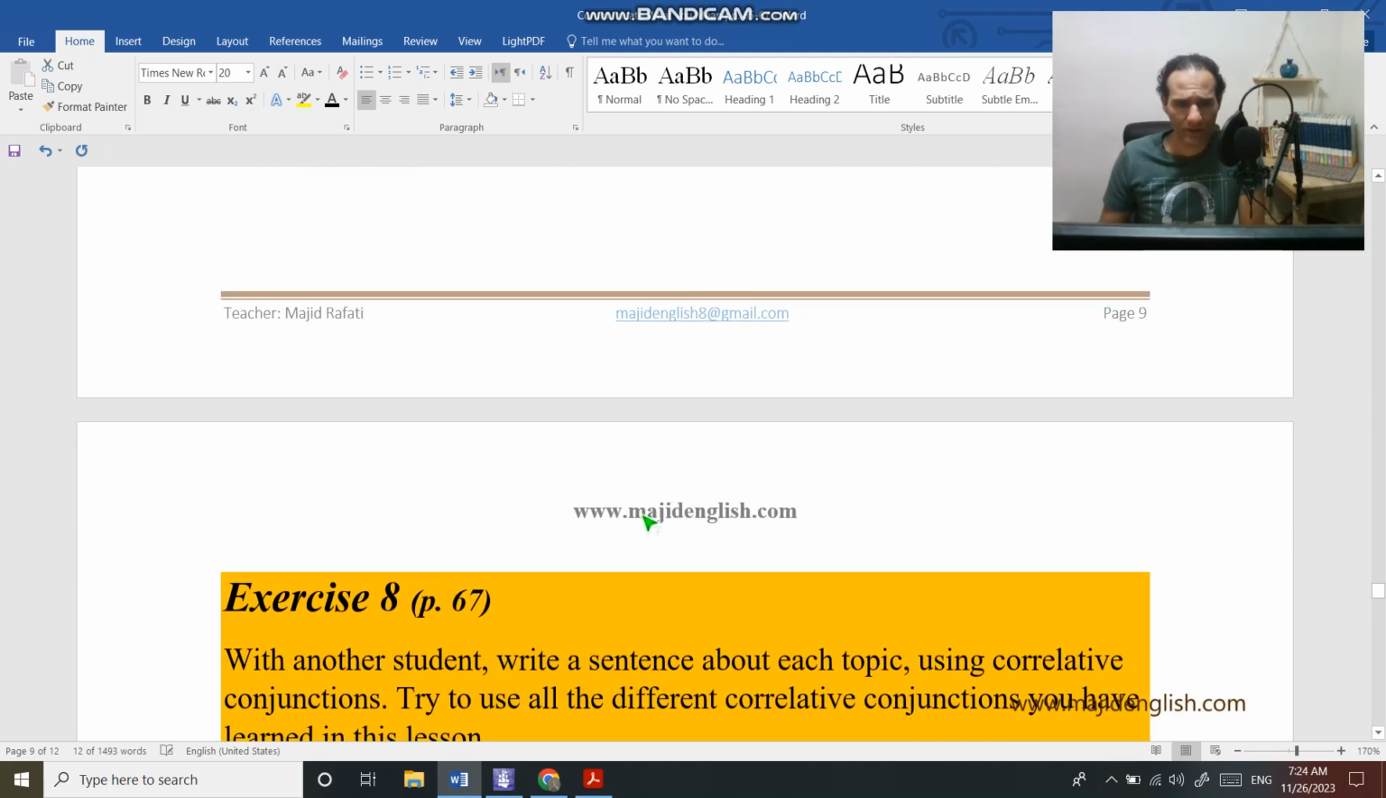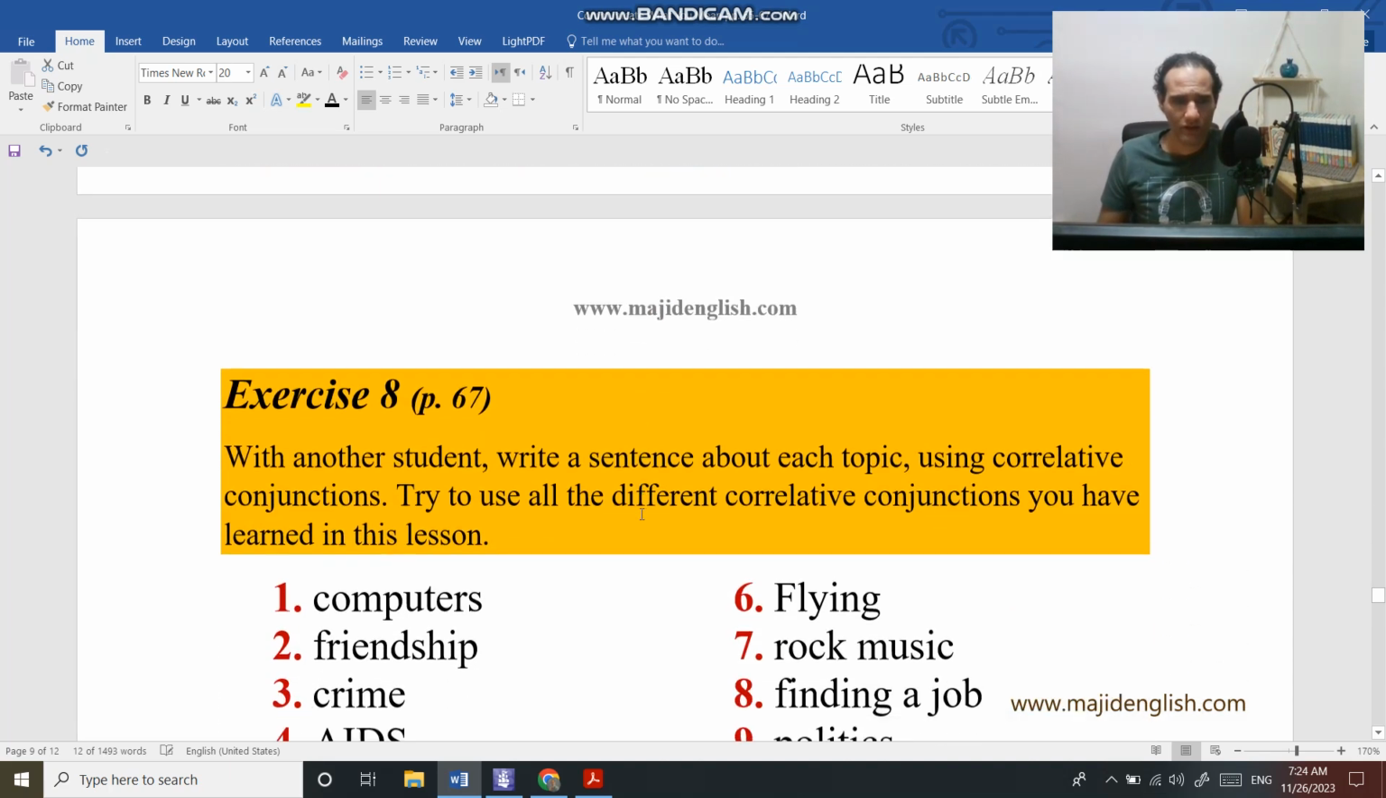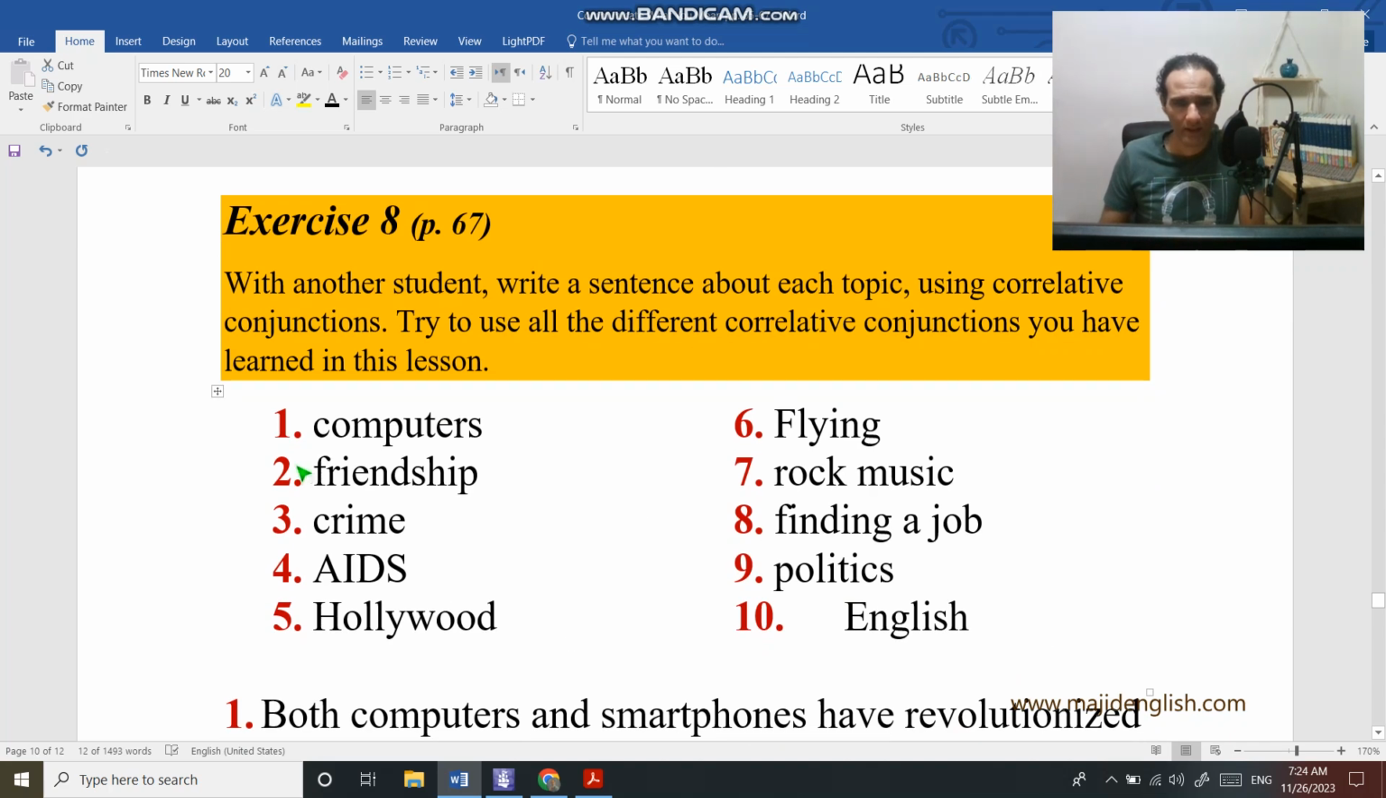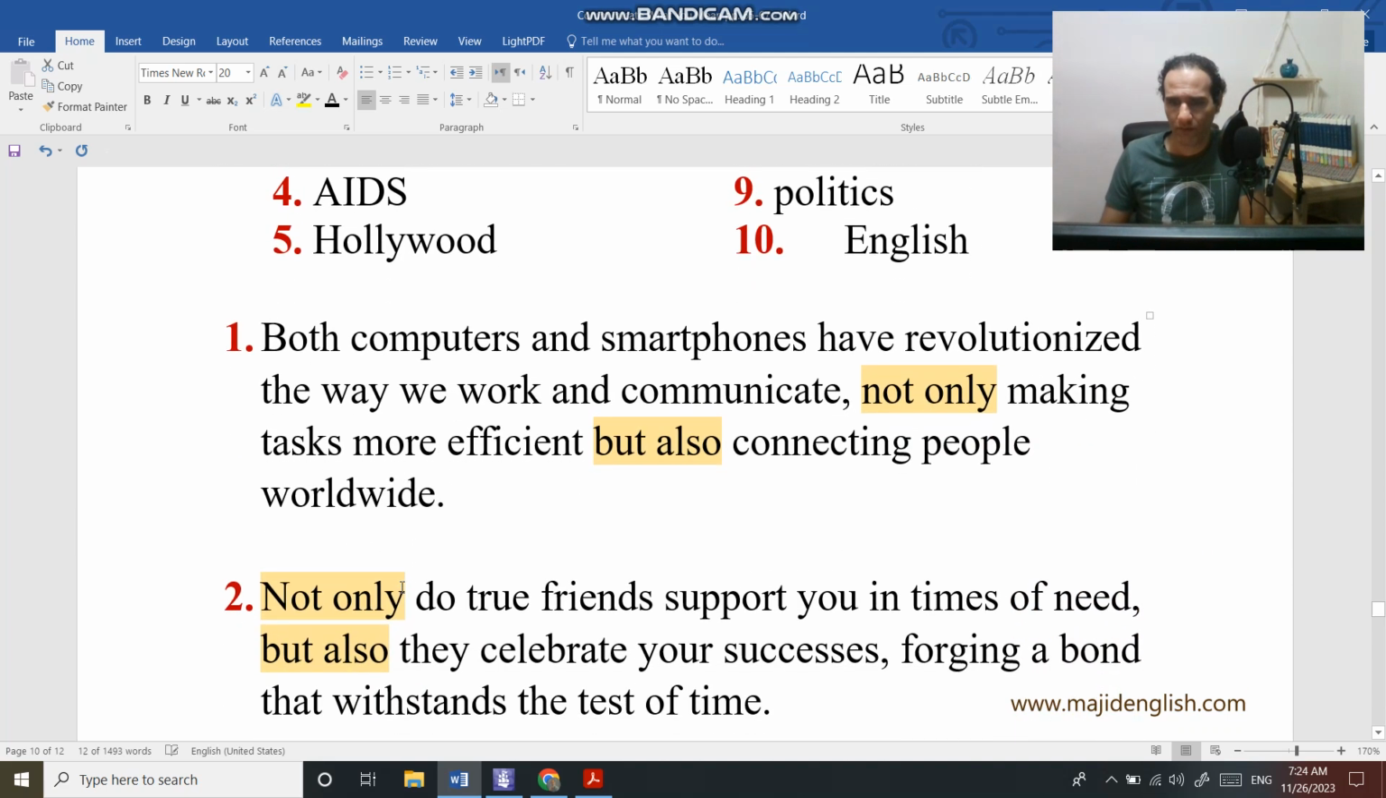So this was exercise 7, a very beautiful and useful one. And now exercise 8, it asks you to generate sentences with the use of correlative conjunctions in these areas: computers, friends, crime, AIDS, Hollywood, flying, rock music, finding a job, politics, and English. Okay, so I have written some sentences here for you. Let's read them and see what's what.